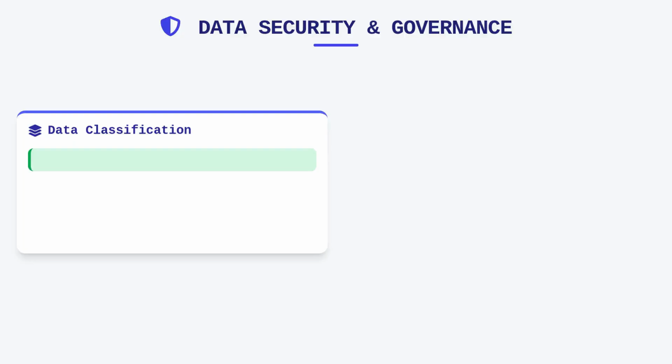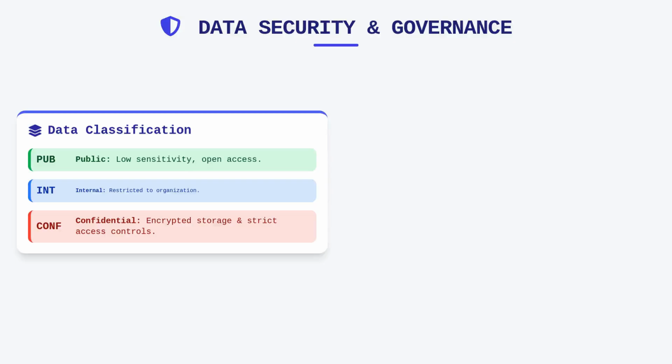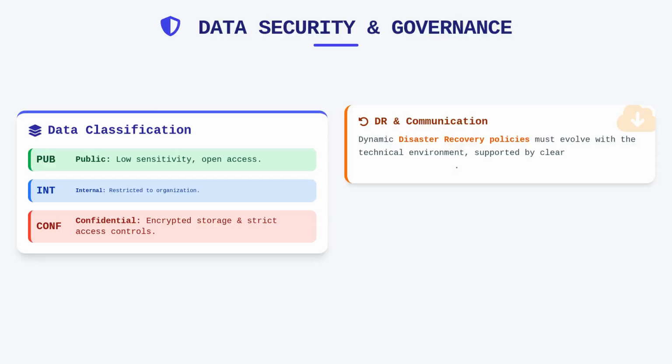Data classification dictates how information is stored, processed, and transmitted, necessitating rigorous handling procedures based on the sensitivity of the data involved. For instance, public, internal, and confidential data require distinct protection mechanisms, such as encrypted storage or restricted access controls, to maintain integrity and confidentiality.